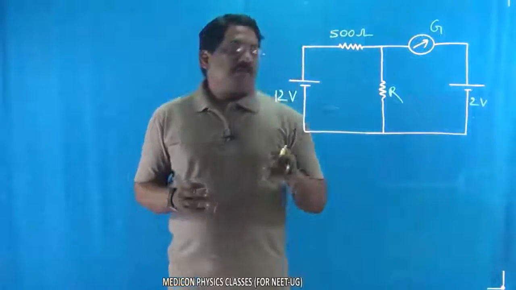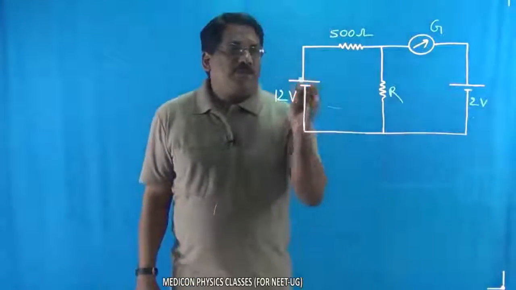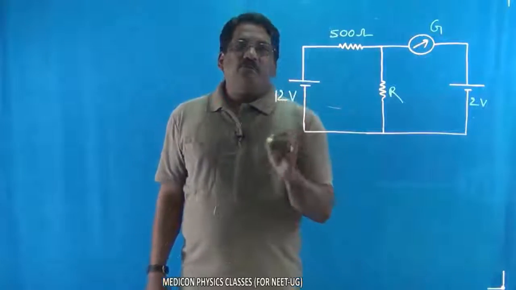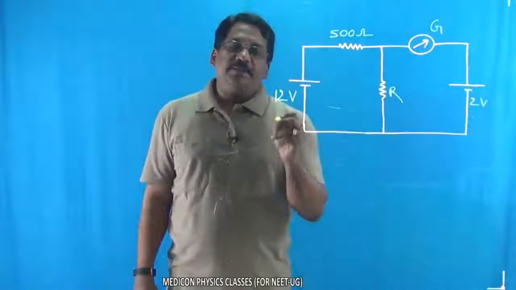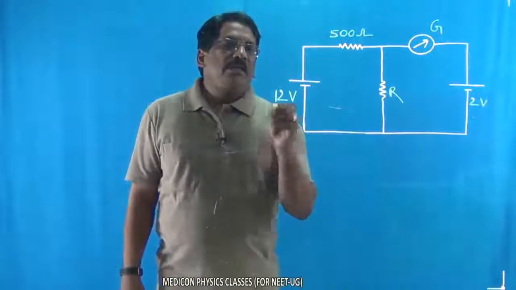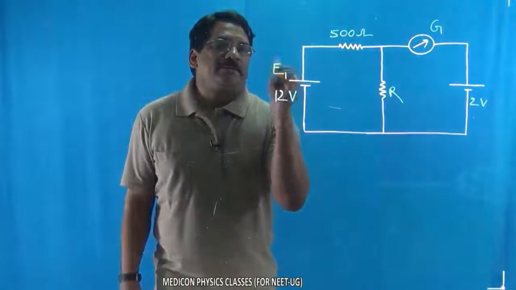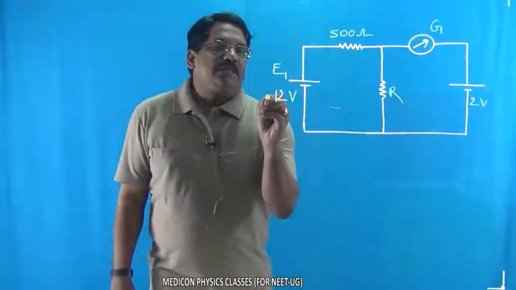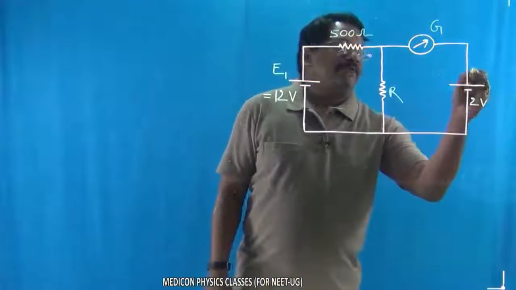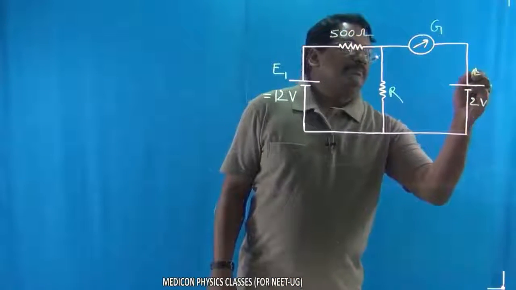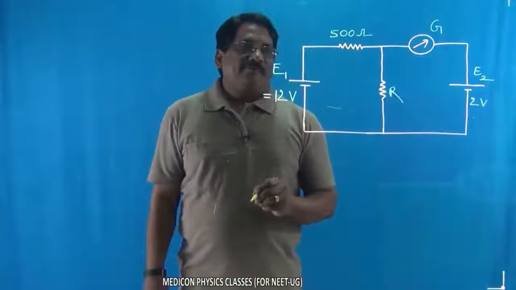Now first of all, in this network as given, this cell of 12 volts is an ideal cell, because it is resistance less, internal resistance is 0. Let us name it as E1 for our notation purpose, and this E1 is 12 volts, and this EMF, let us say E2, is of value 2 volts.